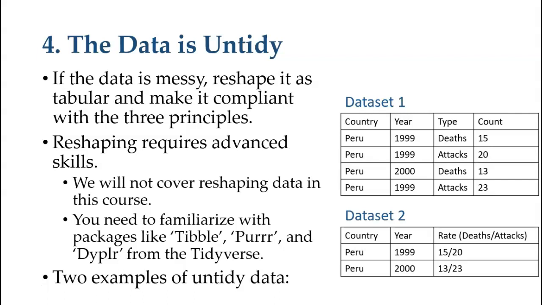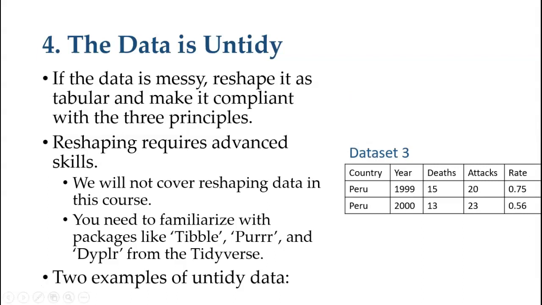How do you tidy this data? You can do it if you reshape your data in a way that you have just one observation for this time series cross-sectional kind of structure in which your unit of analysis is country year. You have Peru, year, deaths, attacks, and the rate. This is tidy. For each column, you have a variable. For each observation, you have a row. Okay?